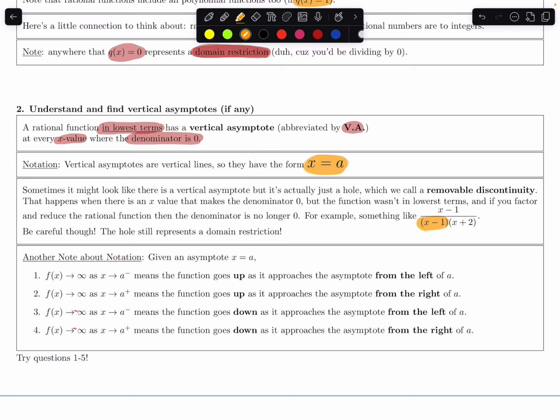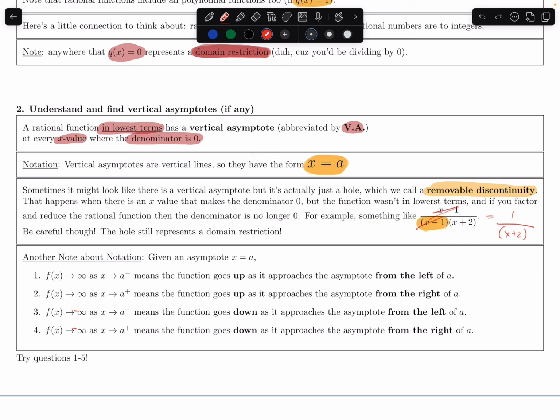But in this case, it's what we call a removable discontinuity, because if you were to put this into lowest terms, then these guys would actually cancel each other out, right? And then you wouldn't have that. When it's in lowest terms, it doesn't have that x minus 1 factor anymore. That guy's gone, and you just have the x plus 2, or some other factors maybe. But it's still a domain restriction, because x still can't be that number. But everywhere else, this function behaves just like 1 over x plus 2.